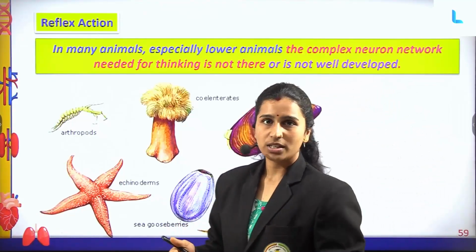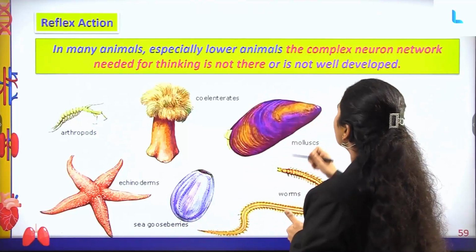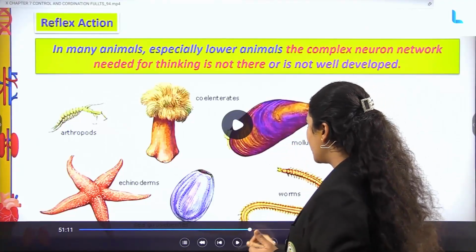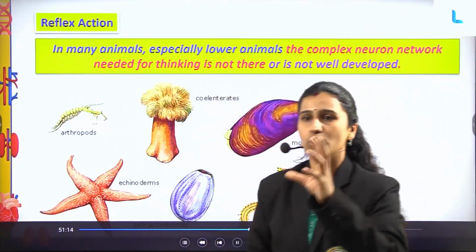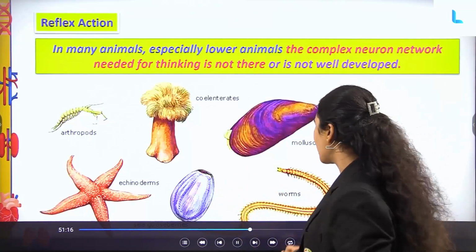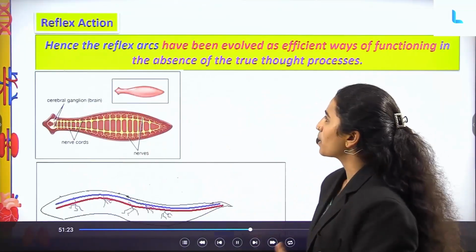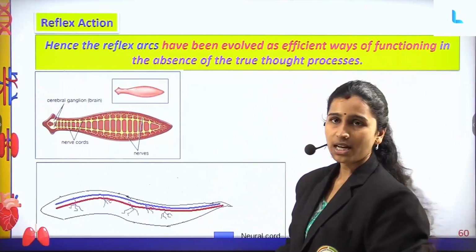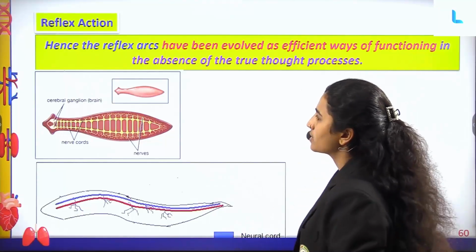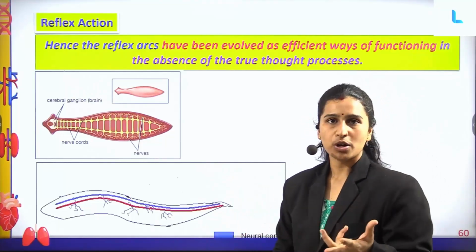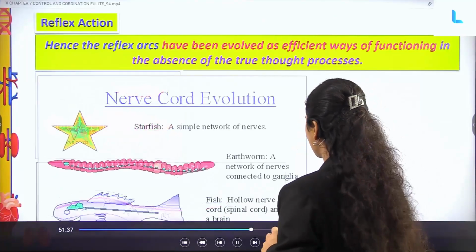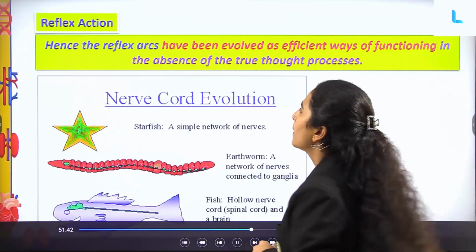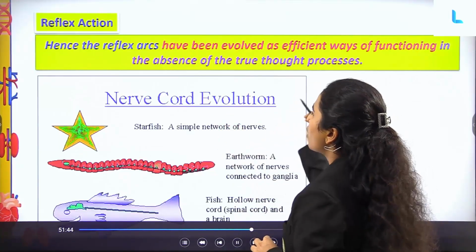So what is this reflex action, if we have to see? In many animals like the lower animals, the complex neuron networks needed for thinking are not there, or are not so well developed. For lower species, the thinking capability is very slow, or the brains are not properly developed. Therefore, reflex arcs have evolved as efficient ways of functioning in the absence of a true thought process. Since they lack the thought process, reflex arcs are there for them to perform actions.